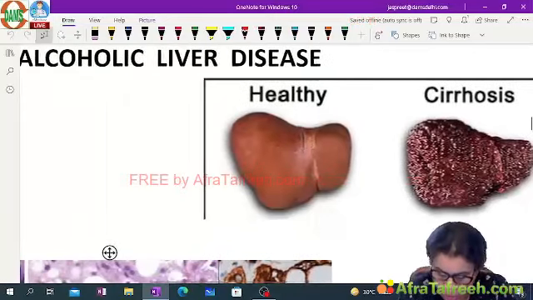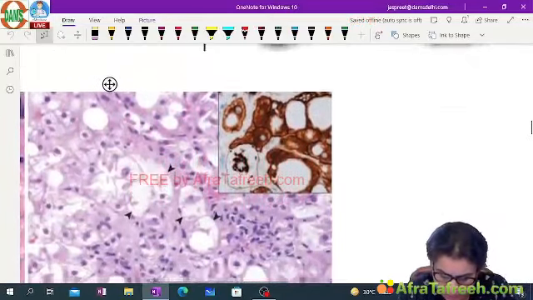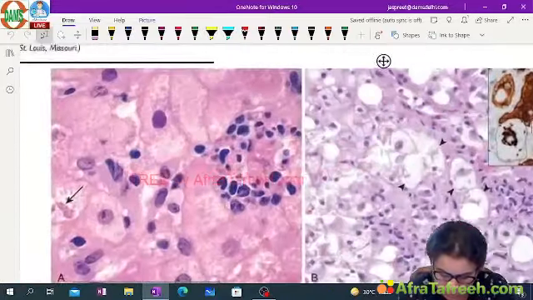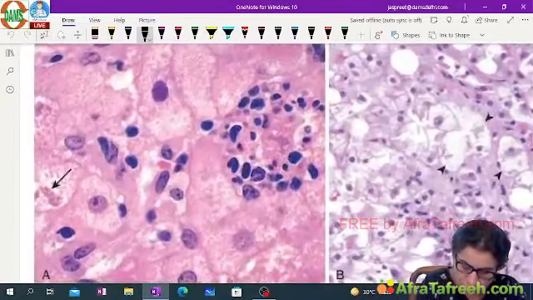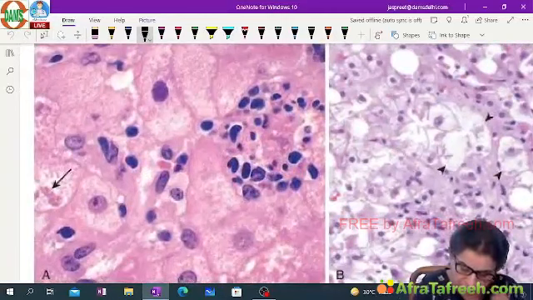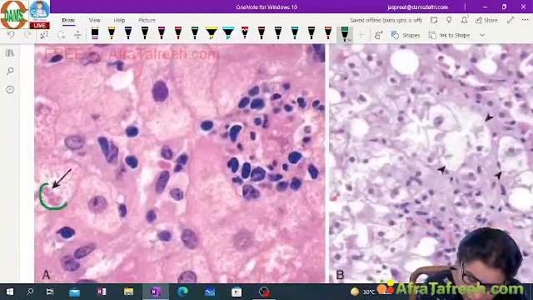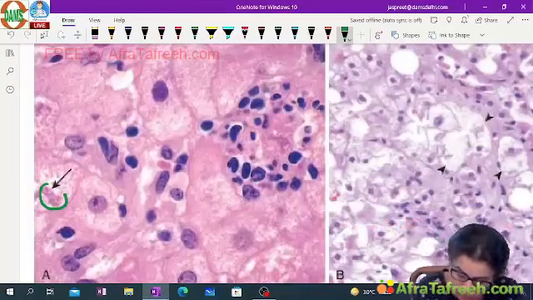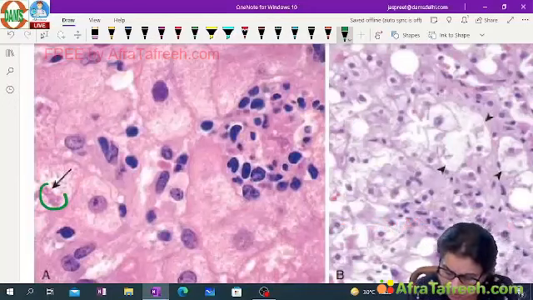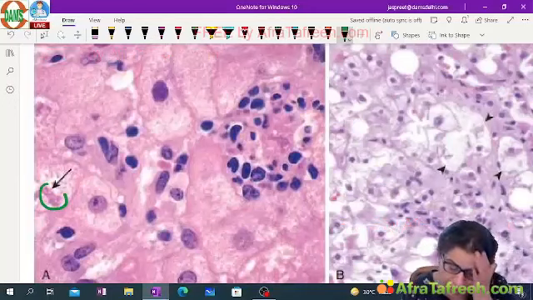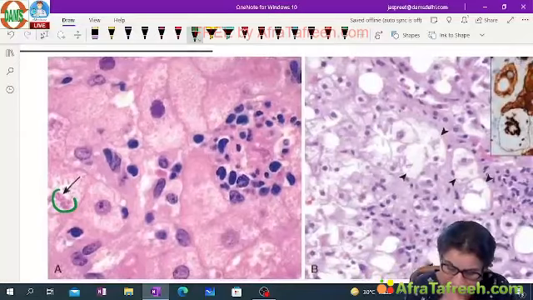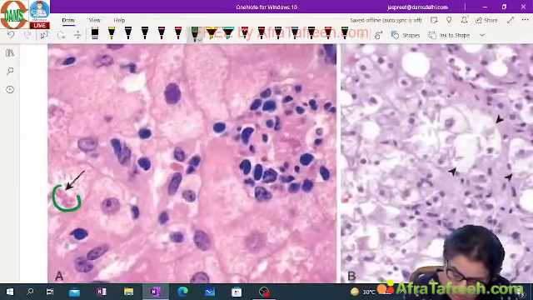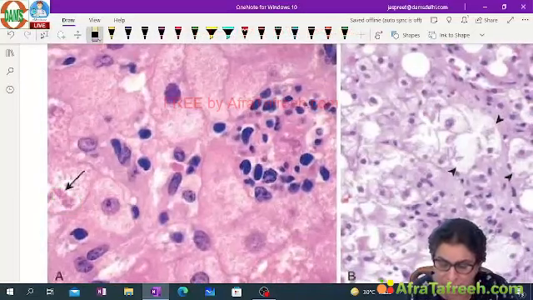Okay, now let us see this picture. First look at this. The arrow is showing a hepatocyte. In the cytoplasm of the hepatocyte, you are seeing this pink colored structure. This is a Mallory body. Second, look at these. So many hepatocytes are there in this picture, and the arrow is showing a Mallory body in the cytoplasm of the hepatocyte.